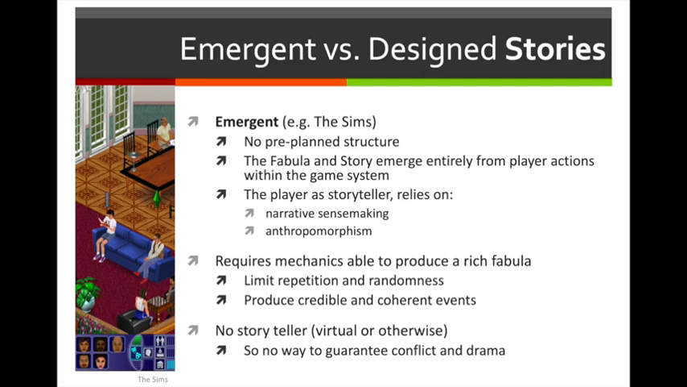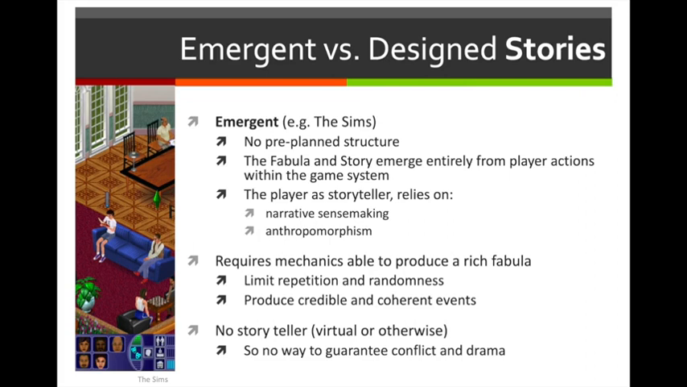These systems can be very effective. They require some quite complex and rich mechanics because the simulation has to be really interesting. There shouldn't be too much repetition. There shouldn't be too much randomness, and the simulation has to produce some sort of credible and coherent event. So in other words, these sort of causal chains should be quite important.